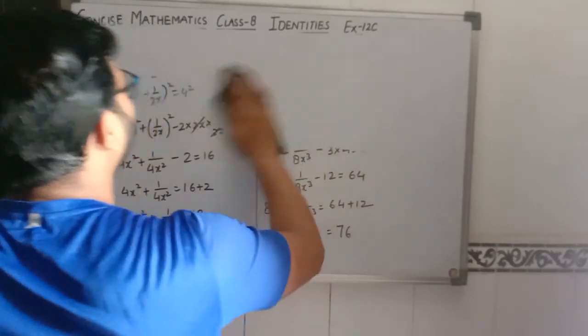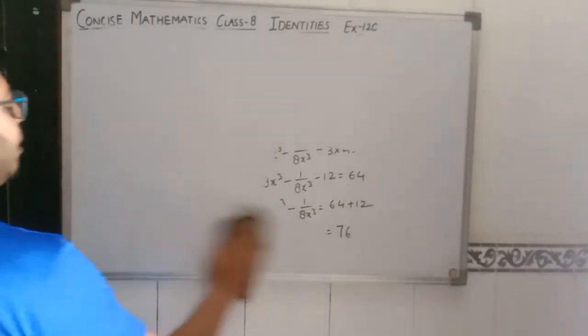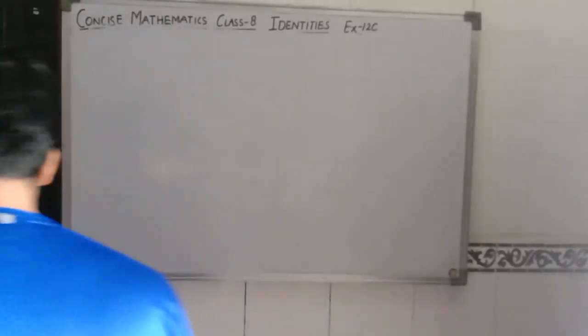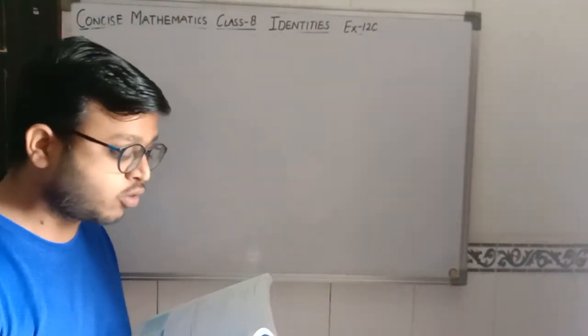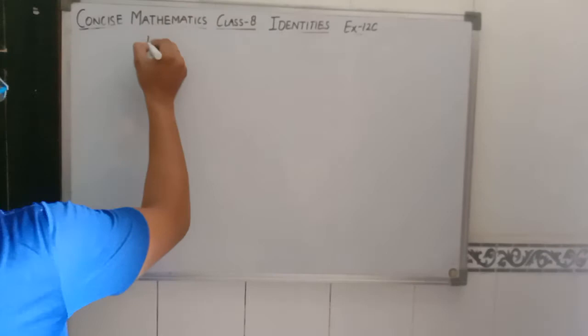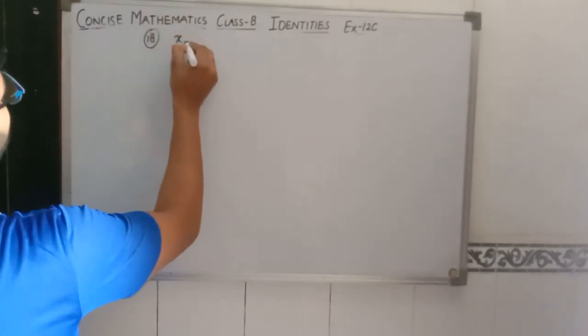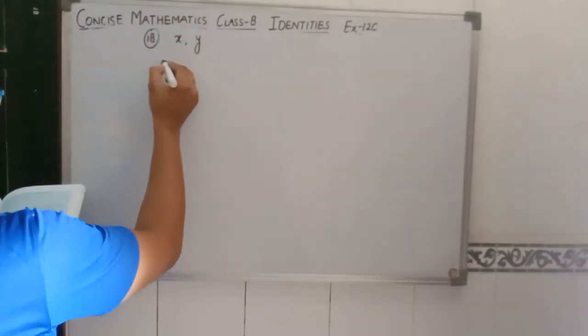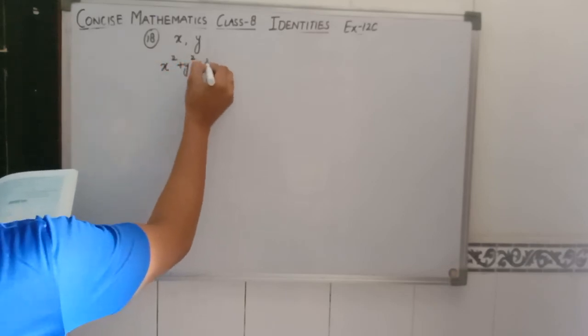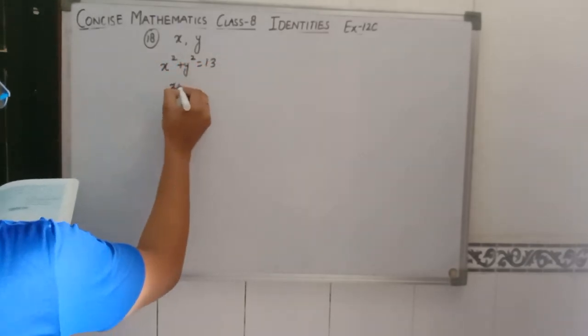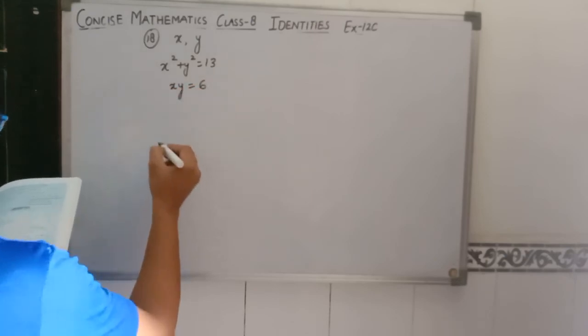Question number 18 is a word type problem, but that is very easy. We have to consider the terms first. The sum of squares of two numbers is 13. So first of all you consider the numbers are x and y. So according to the first condition, x square plus y square is equal to 13. Their product is 6, xy is equal to 6.